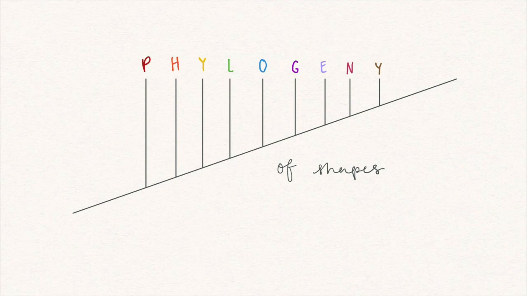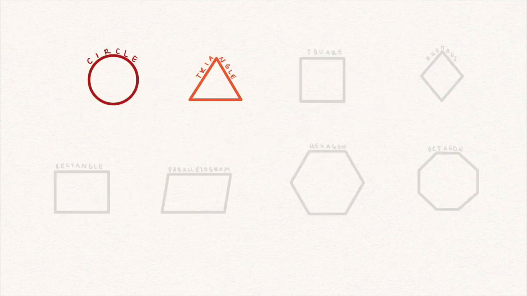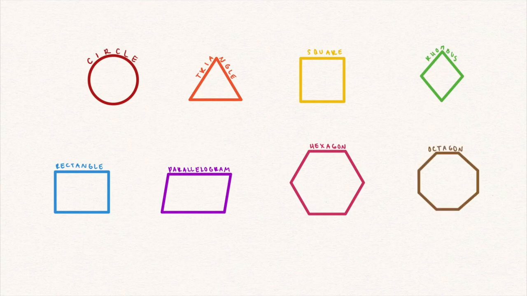In this video, I'll be discussing phylogeny and how a phylogenetic tree is used to show relationships between species. I'll be using a non-biological example to demonstrate this concept in a more accessible way. To replace the species, I will be using different shapes and discussing what distinguishes them on the tree. The shapes I will be using include a circle, triangle, square, rhombus, rectangle, parallelogram, hexagon, and octagon.